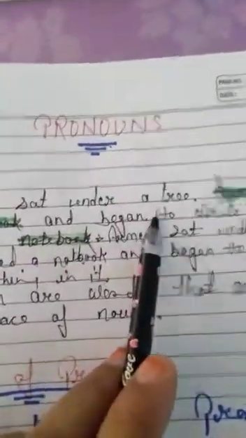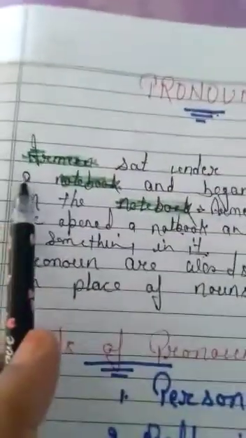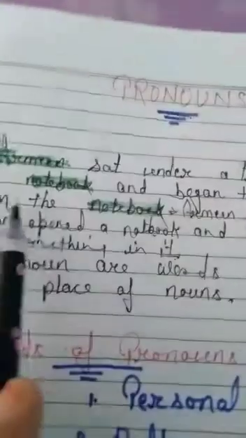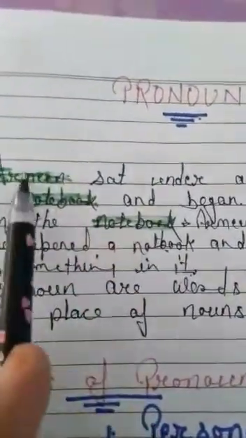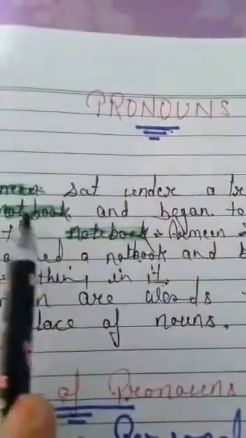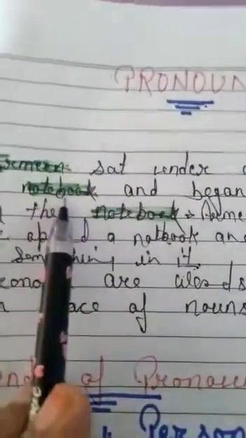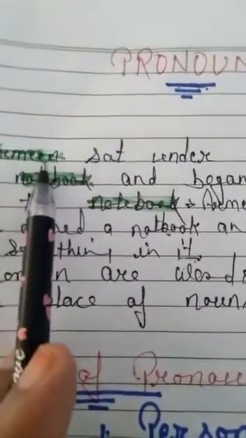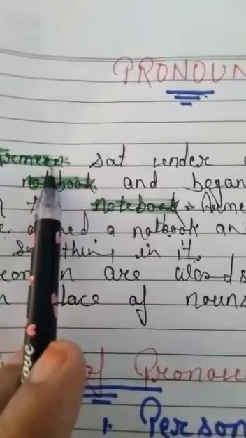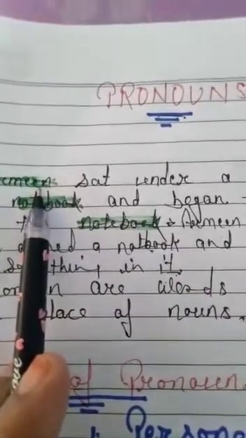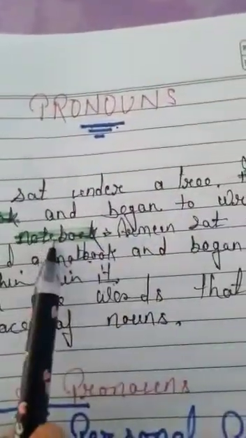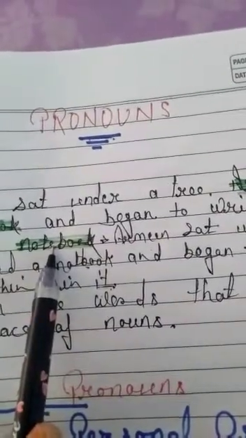Armin sat under a tree. Armin opened a notebook and began to write something in the notebook. Now you can see here I used Armin two times, which is a noun, and I used notebook also two times. So if we want to write these sentences in a better way, what do we have to do? We have to replace these words with a few suitable words. Now what are these words?